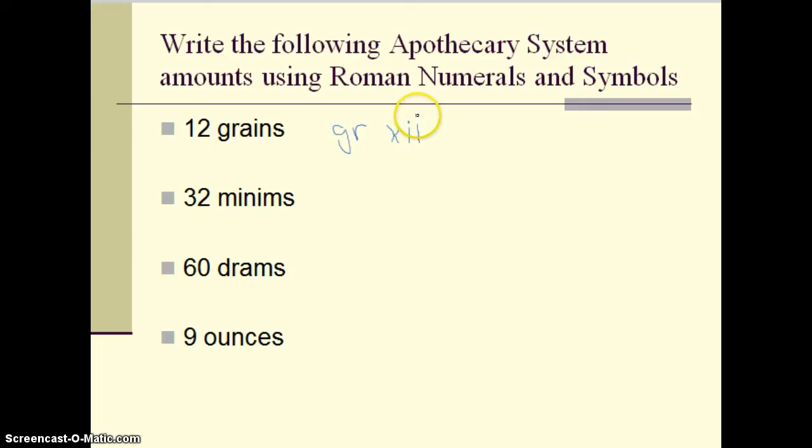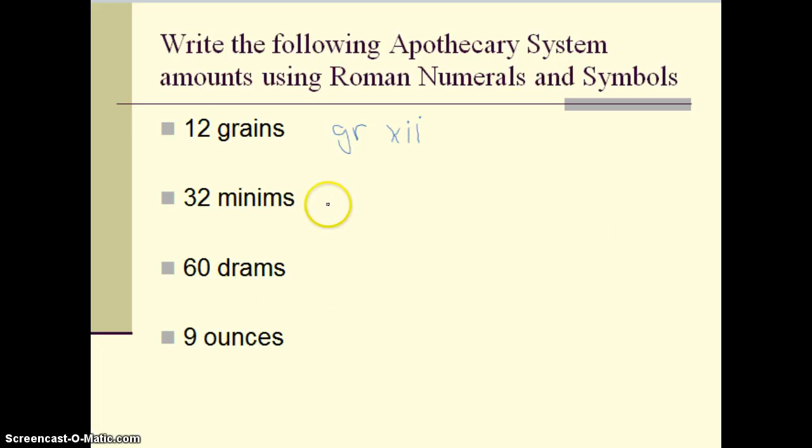And most commonly, lowercase Roman numerals are used with the apothecary system. Now, it looks so odd, but in some ways that's a really good thing because when we come to an apothecary measurement in a problem, we right away recognize that it's not metric because it's written so differently. Let's try the next one.